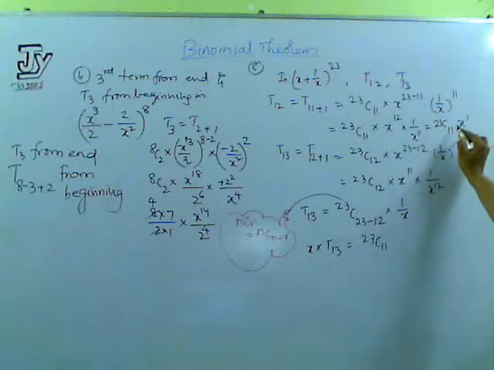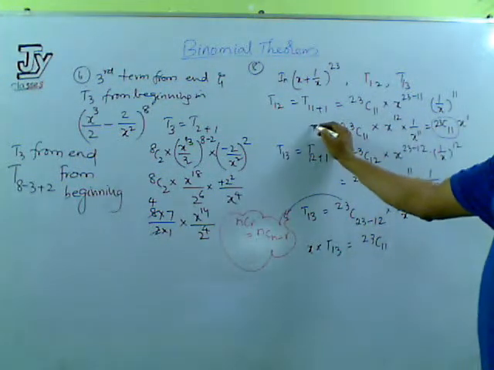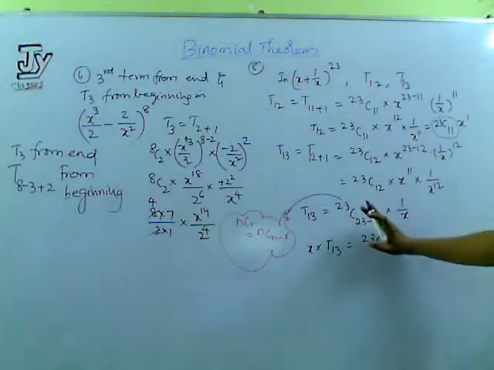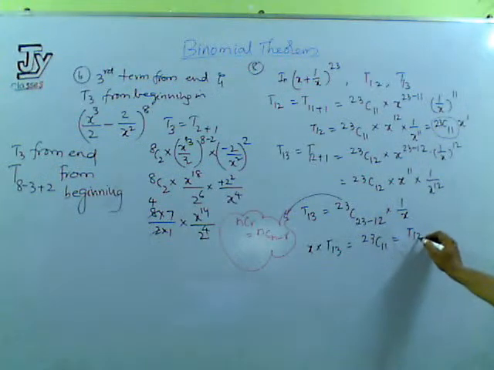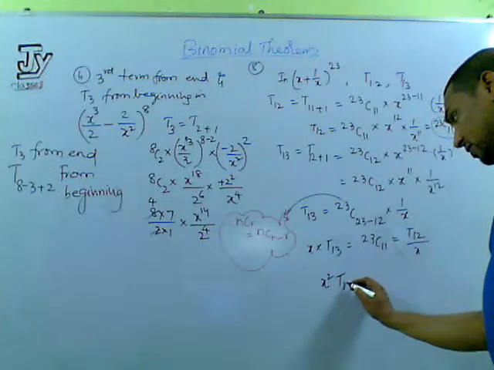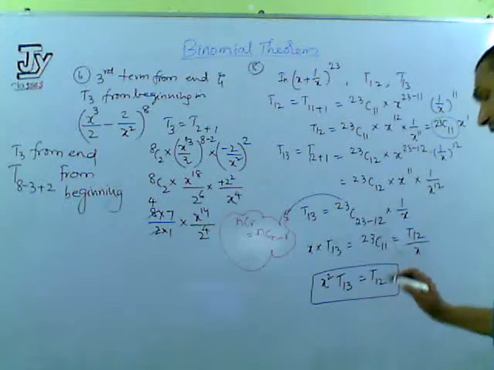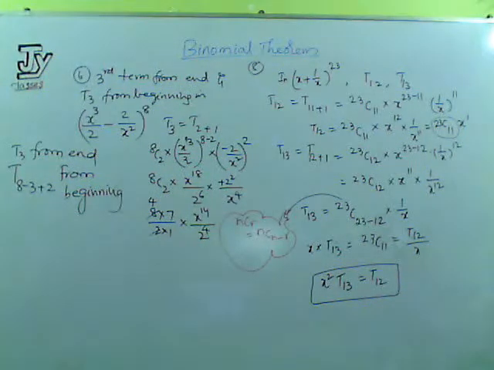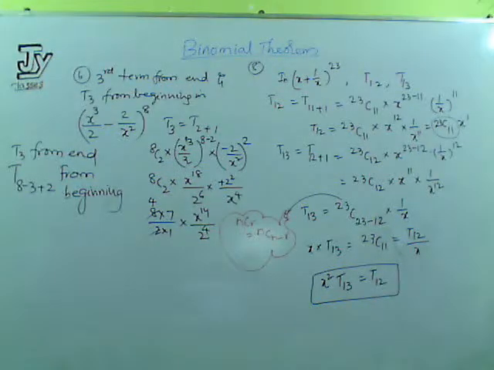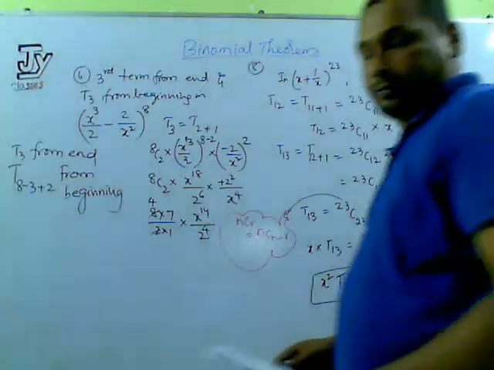Now see here, 23C11 can be written as T12 by x. Multiplying by x also, x square T13 is equal to T12. That's the relation between T12 and T13. Do it, all of you.